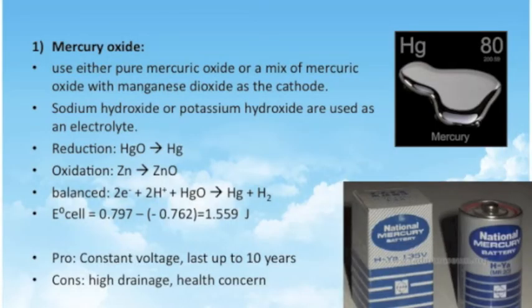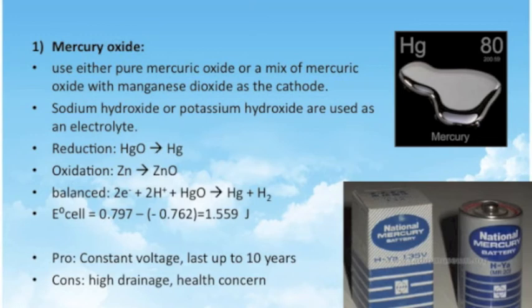In each type of battery, there are different elements in them. An example would be mercury oxide. In this type of battery, pure mercuric oxide or a mix of mercuric oxide with manganese dioxide are used as the cathode. Sodium hydroxide or potassium hydroxide are usually used as the electrolyte. The reduction reaction would be mercuric oxide to mercury, and oxidation reaction would be zinc to zinc oxide. The standard electrode potential would be 1.559 as calculated.